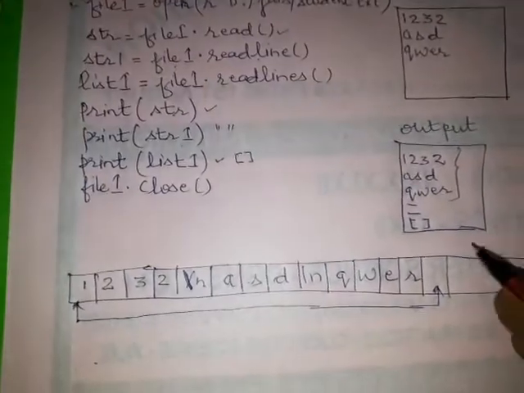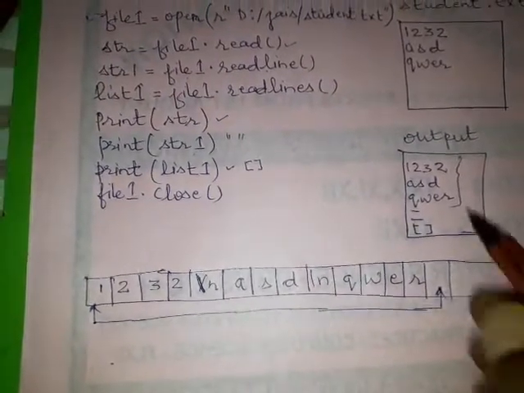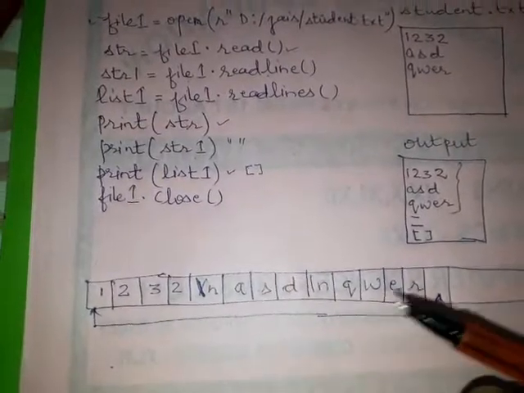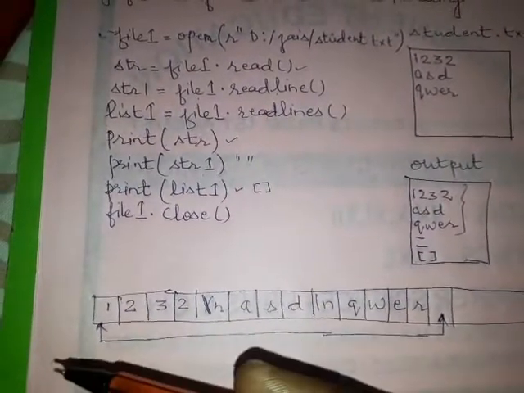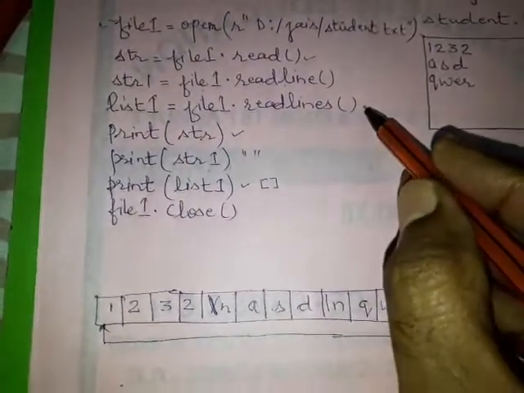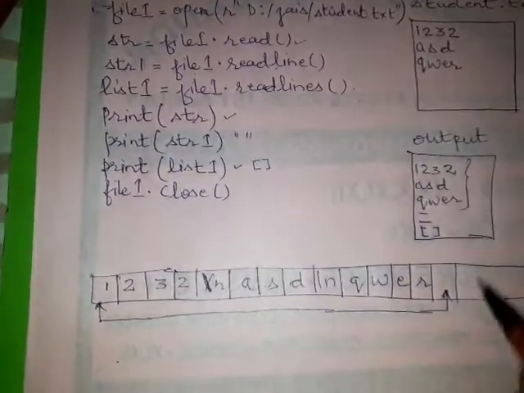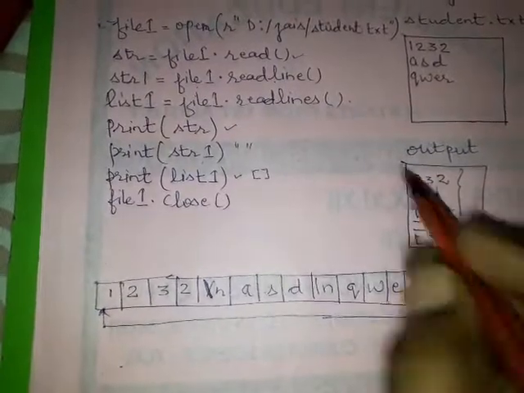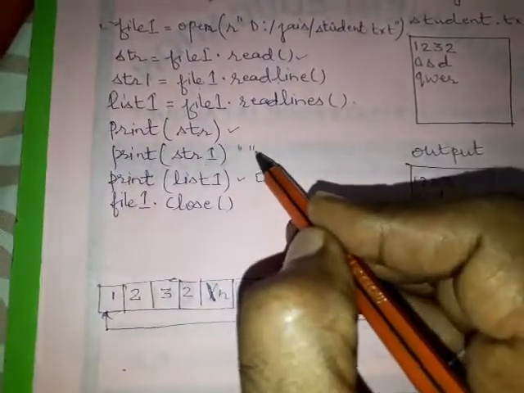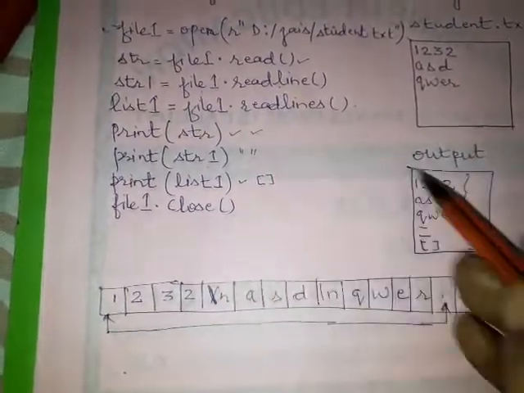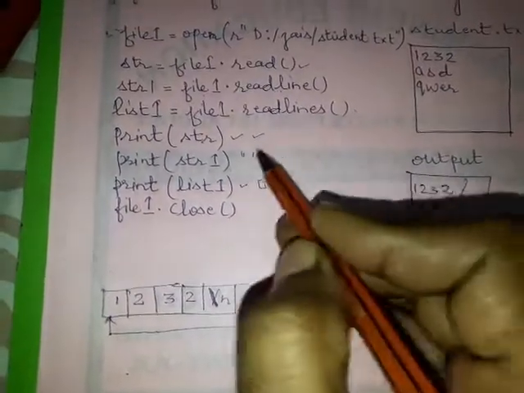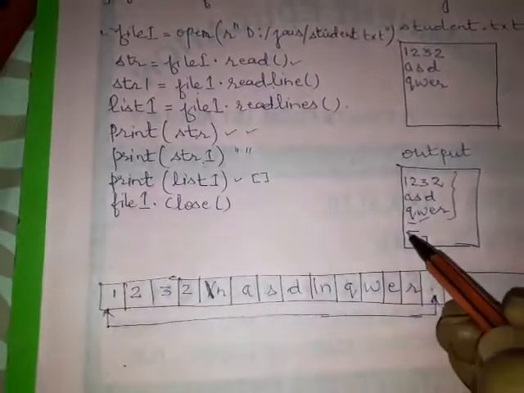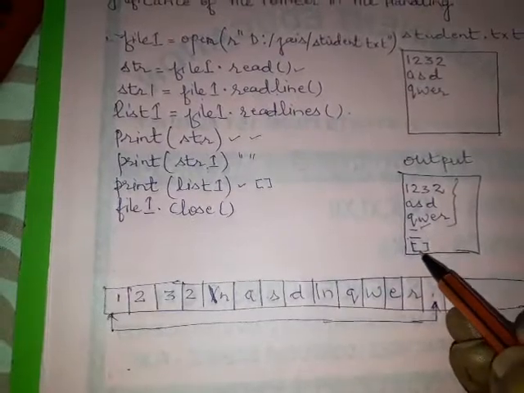So once the file pointer moves here, it will not move back in the reverse position. So this read line function will get an empty string. So here an empty string is there. After printing new line, this print will print a new line here, and this print str will print an empty string, and then again comes to a new line.